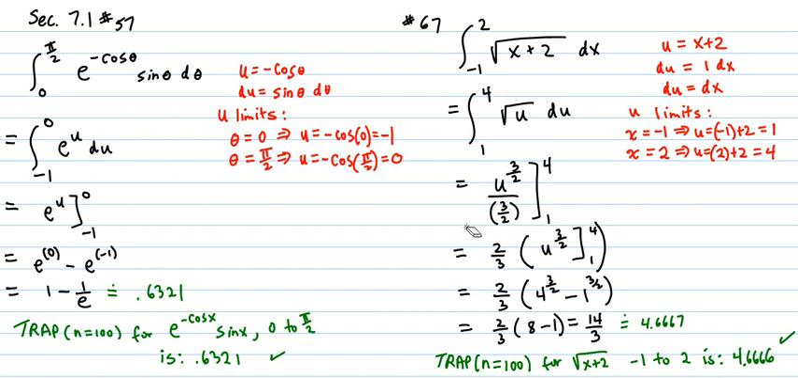There's a couple of problems from the book to illustrate the process of evaluating a definite integral using the u substitution technique. The first one is the integral from 0 to pi over 2 of this function inside there. Let's call u equal to minus cosine theta, that's up here. So du is sine theta d theta.